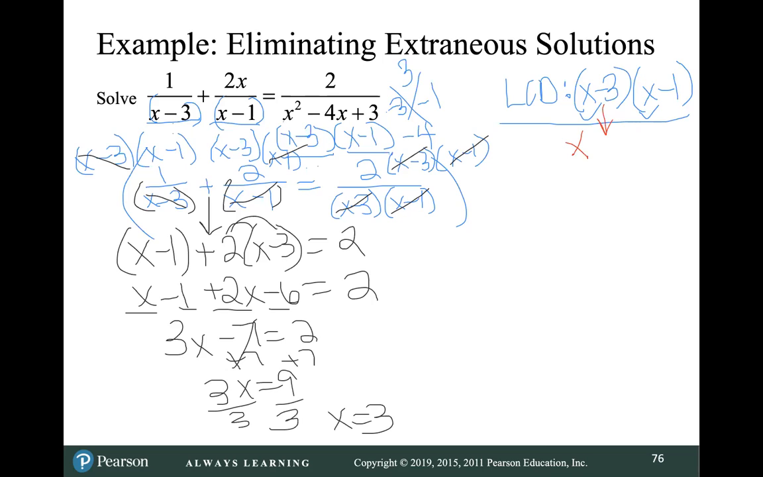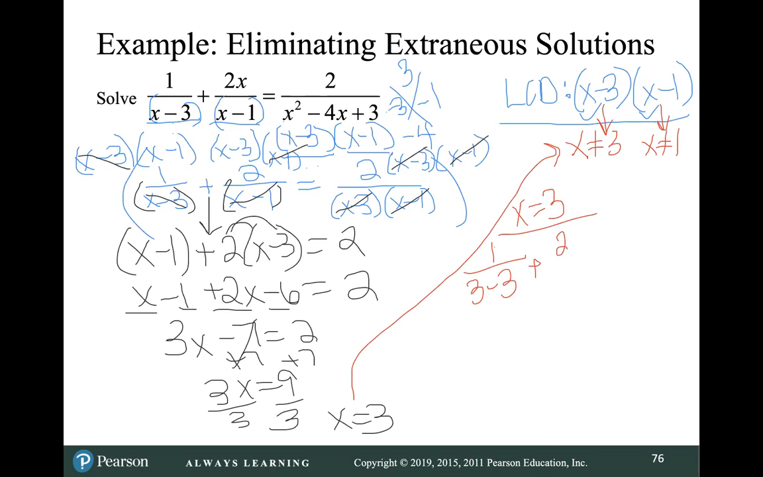Now, if we look back at our original denominators, I should have some restrictions in my domain. Specifically, x cannot be 3 and x cannot be 1. So what does it mean that I got x equals 3, but also that x cannot be 3? Let's try substituting x equals 3 into our equation. 1 divided by 3 minus 3 plus 2 times 3 divided by 3 minus 1 equals 2 divided by, always into the original. So it's going to be 3 squared minus 4 times 3 plus 3. So I have 1 divided by 0.